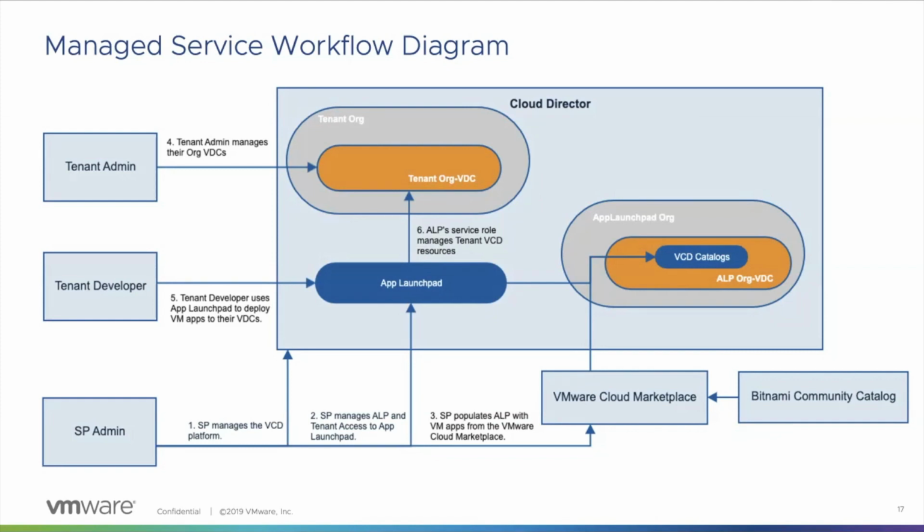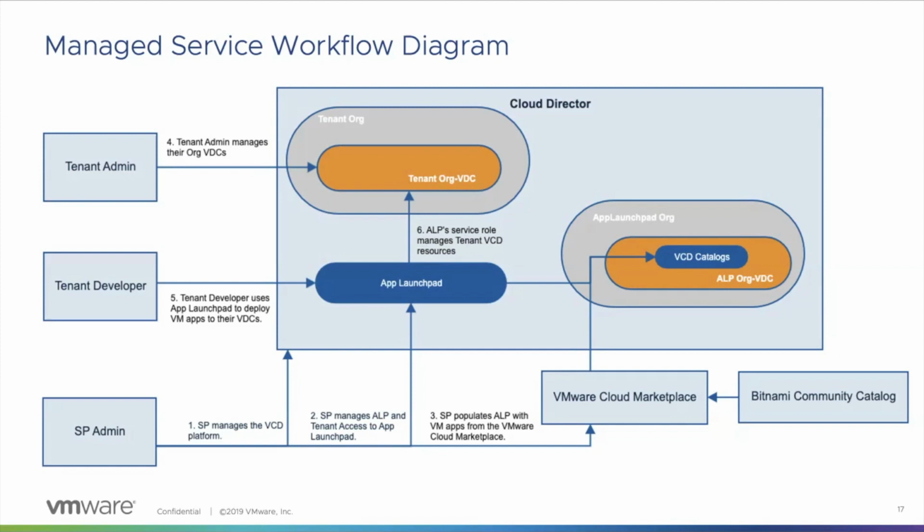The other thing that I want to call out is the App LaunchPad org on the right-hand side of the diagram. So when the service provider installs App LaunchPad for the first time, they will also create an organization for App LaunchPad. And within that, they will create an org VDC for App LaunchPad. And that is where all of the catalogs that are shown in App LaunchPad will reside. So all of the VCD catalogs that have applications to be shown in App LaunchPad will exist in the App LaunchPad org VDC.